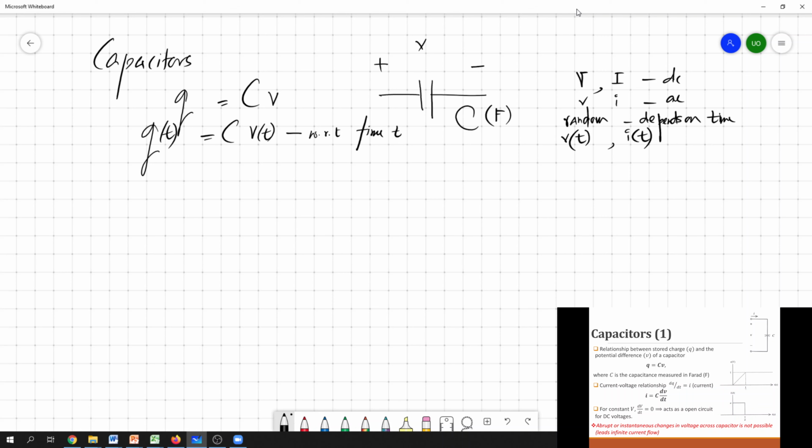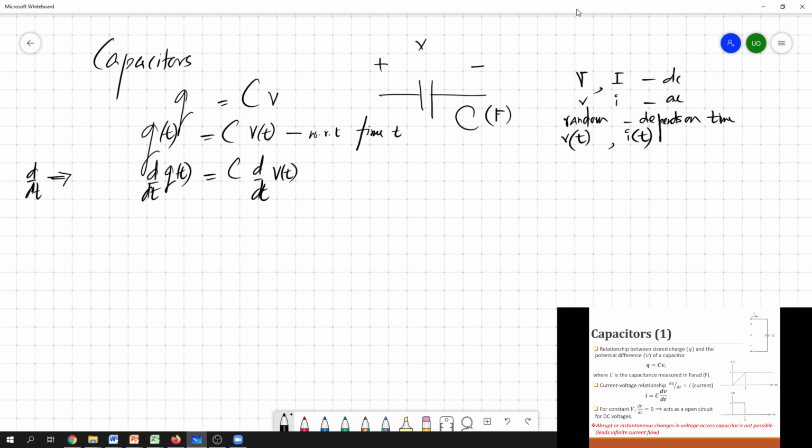From this, if we differentiate this with respect to time, what happens? dq(t)/dt equals C, which is a constant independent of time, so we can bring this C out of the differentiation. So we have C times d/dt of v(t).